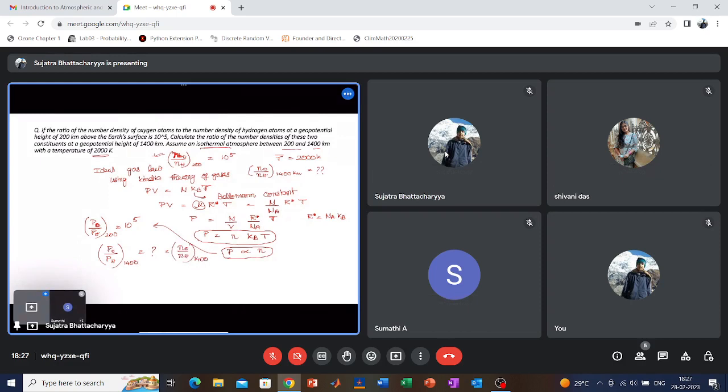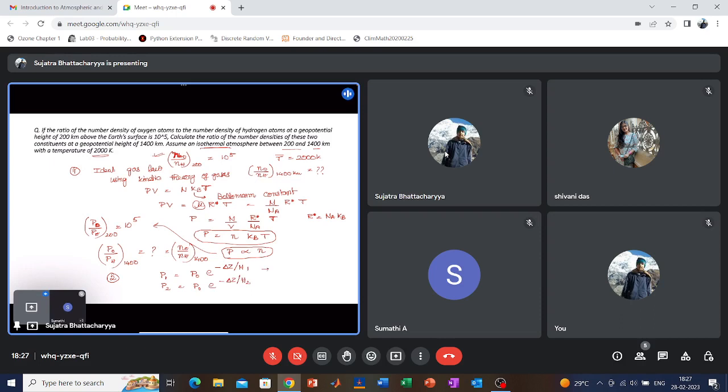The second step is, we know that P at any lower height will be equal to P at some P1 at a higher height, and P0 is the reference at the lower height, will be equal to P0 e to the power minus delta Z by H, and this P2 will be equal to P0 e to the power minus delta Z by H. Now this will be H2, this will be H1.